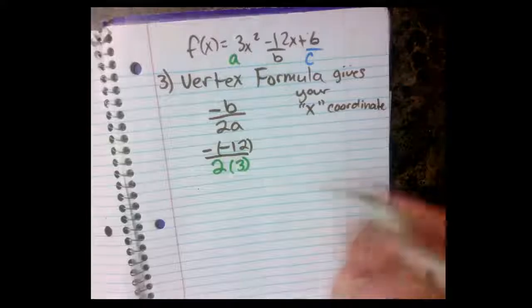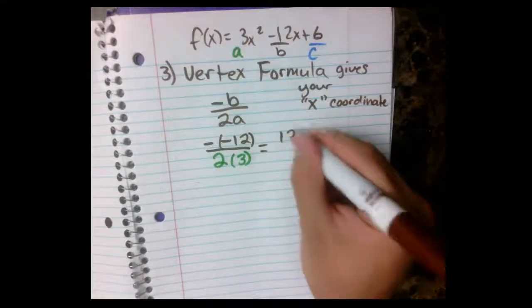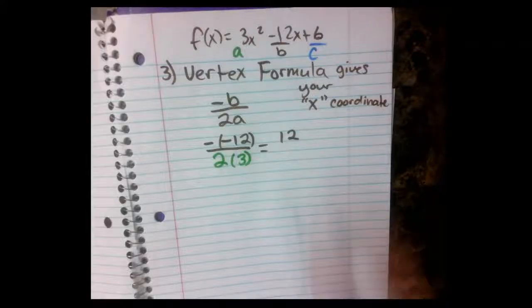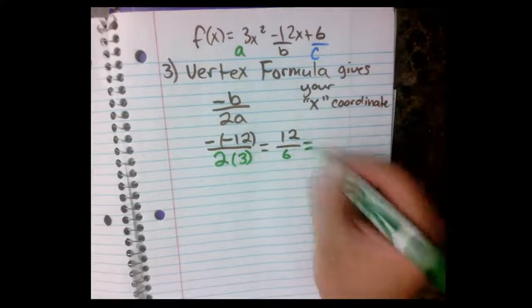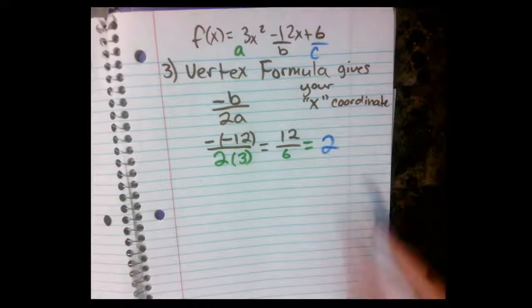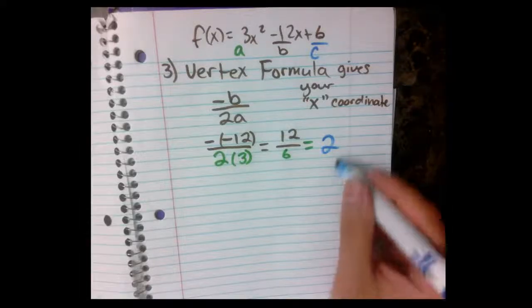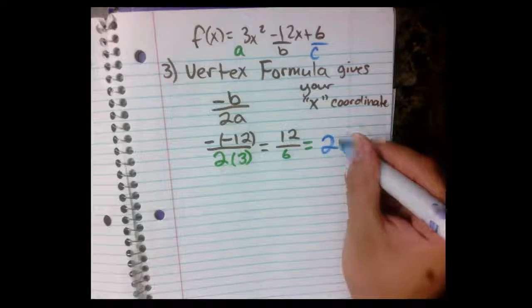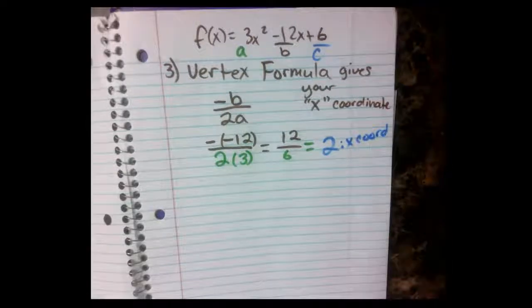All right, and then we'll go ahead and work this out. A negative 12 is equal to a positive 12. Remember, a negative times a negative equals a positive. All divided by 2 times 3 is 6, which will give us, I'll write this in blue, 2. So your x coordinate here is 2.